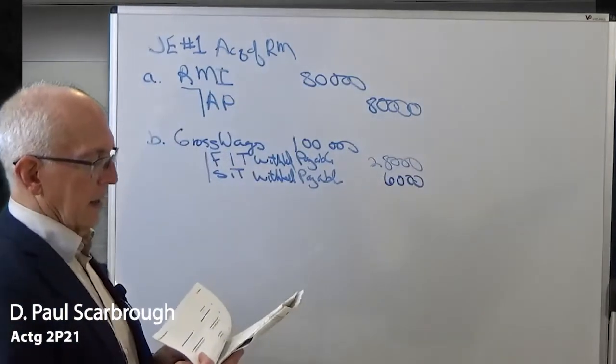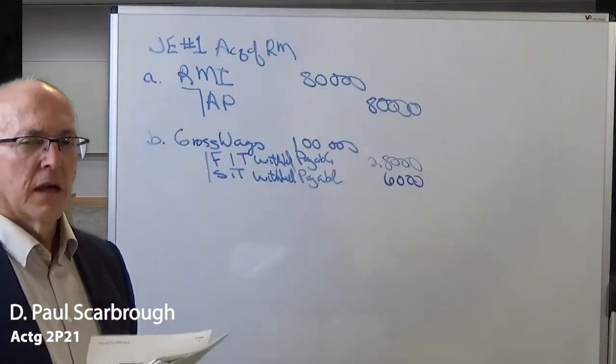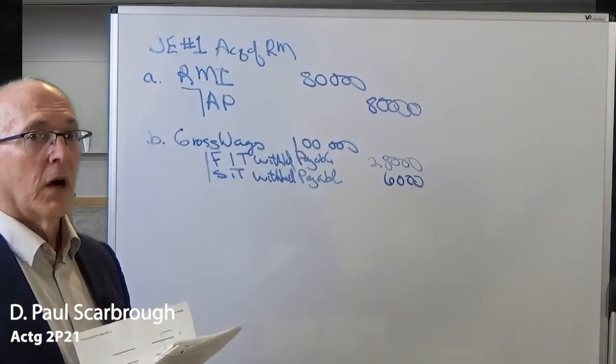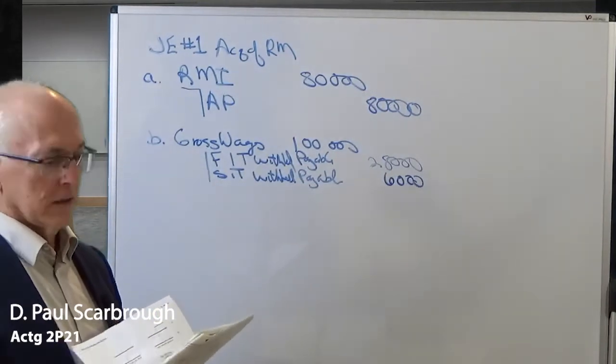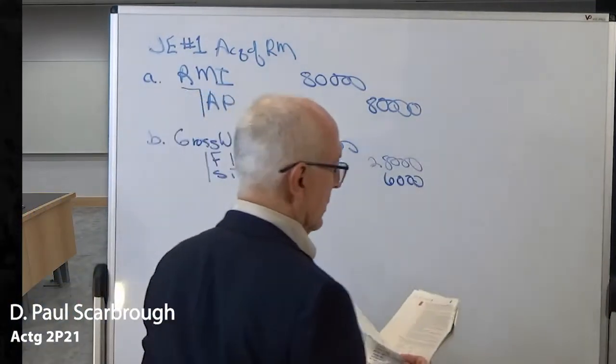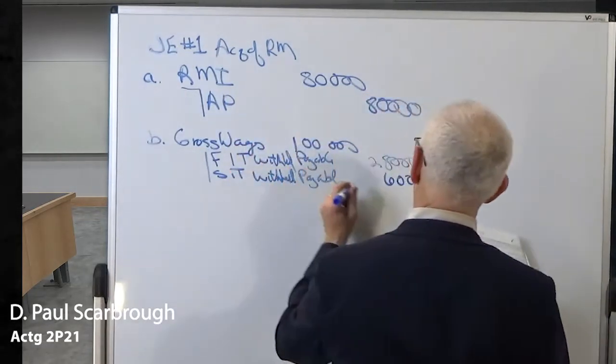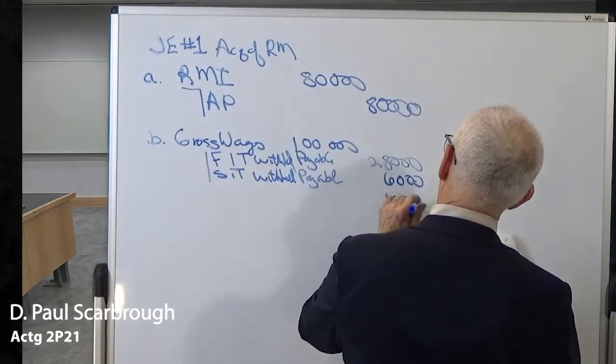City income tax, and there are no Canadian cities that have income tax, but there are worldwide a number of cities, the big cities, that do have income tax. So city income tax, 1%. 1% of $100,000 is $1,000.